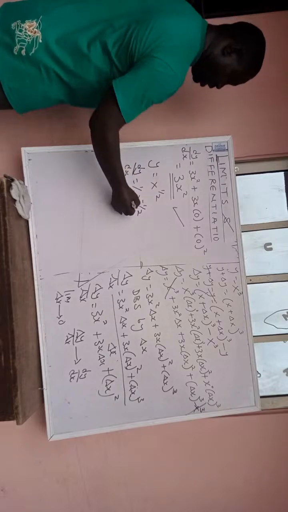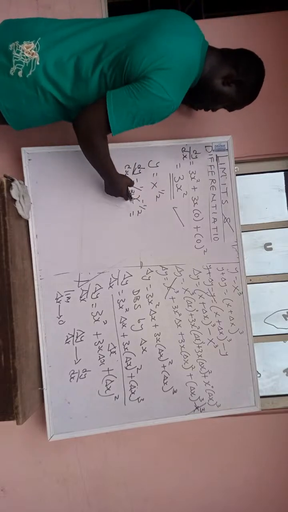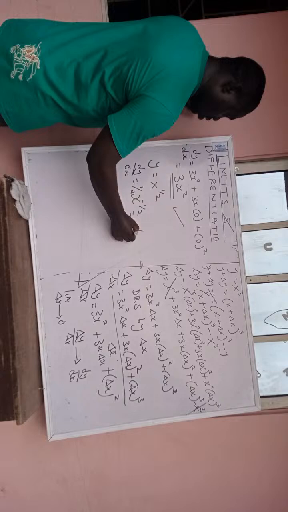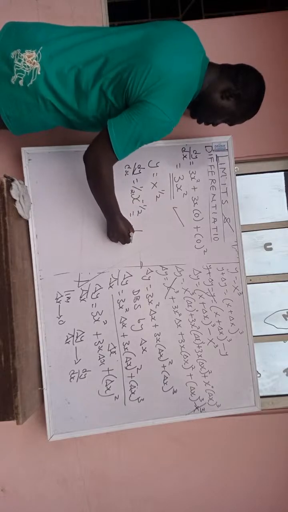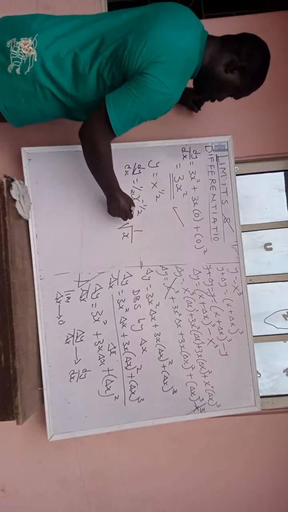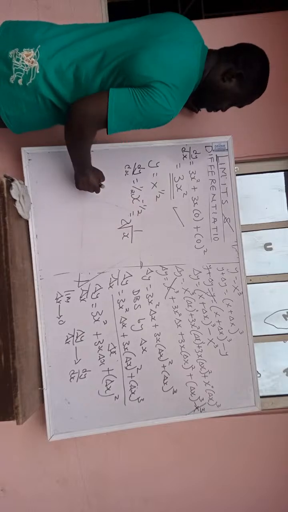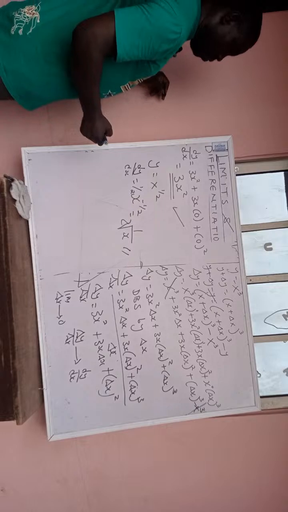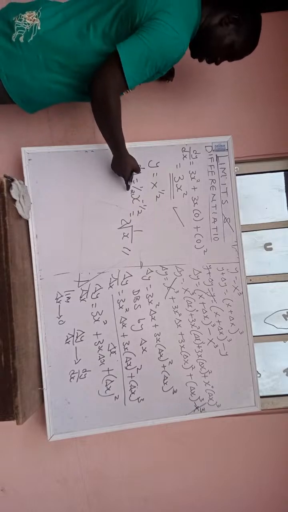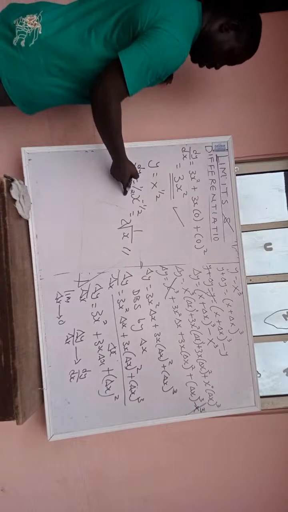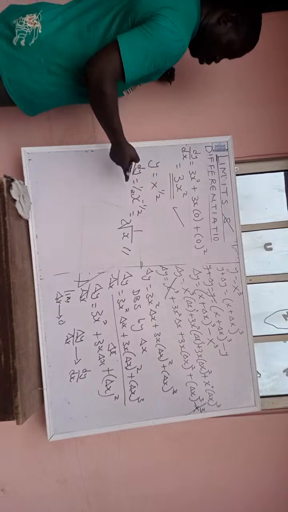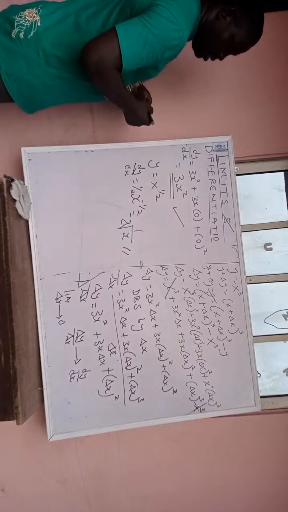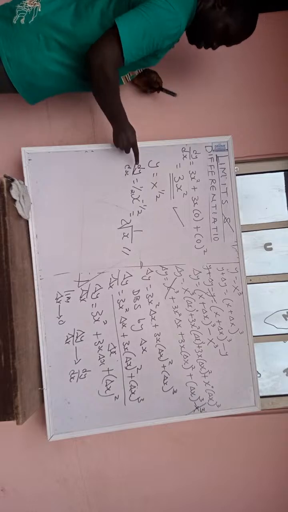And this could have been the answer, or you could solve further and say, okay, and then because of the 2 here, you have 2 here. So this becomes the answer. But now, the situation is that we can use first principle to solve this. And let's use first principle and see.